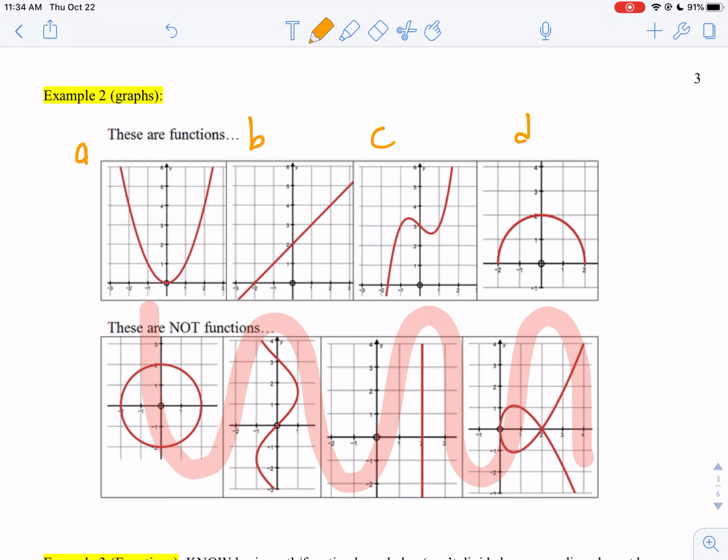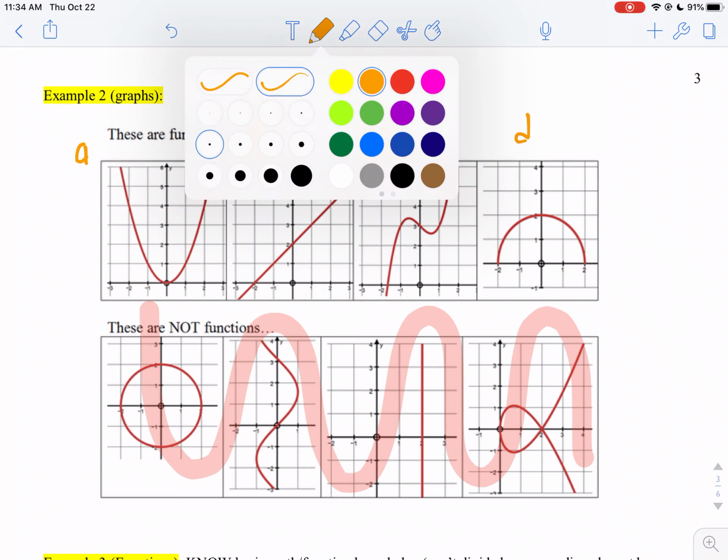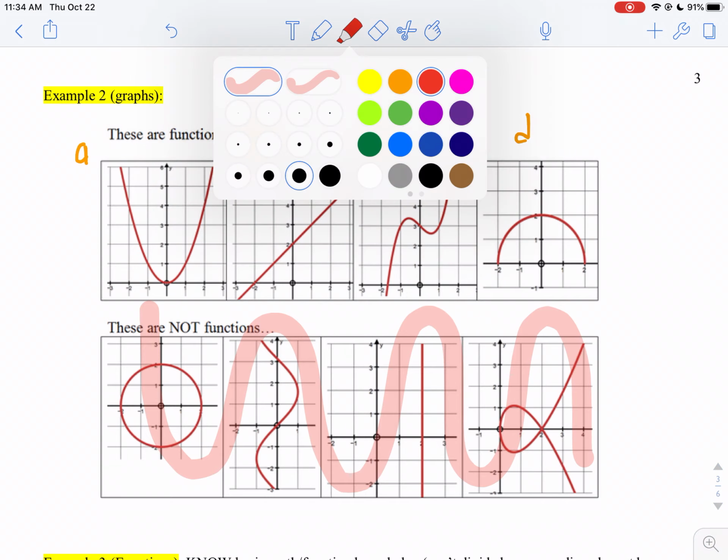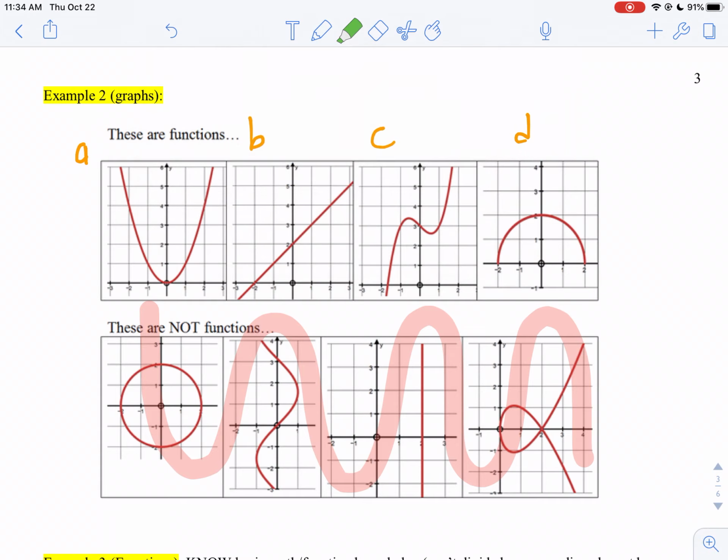So your domain is look left, right. So we are going to be looking at where is your graph defined. Is there a hole? Does the graph keep going forever? So the domain for A is all real numbers, because if you keep going to the left, that graph is just going to keep going. If you go to the right, that graph is just going to keep going. So the domain for number 1, or A, is all real numbers.